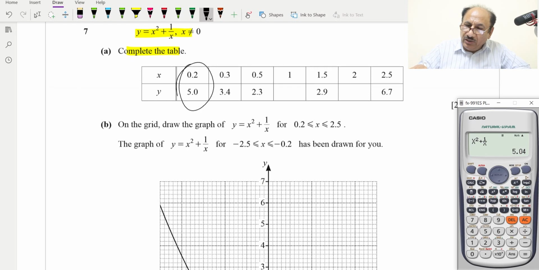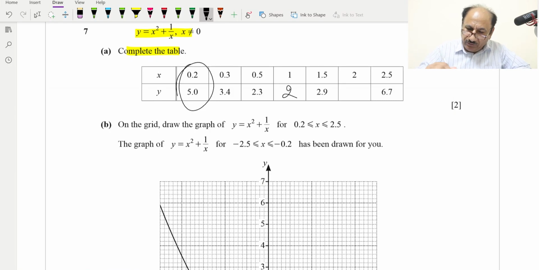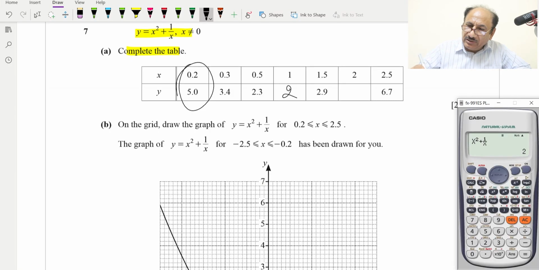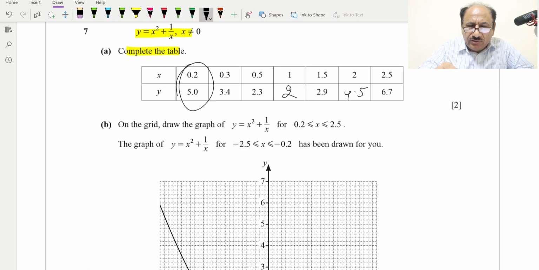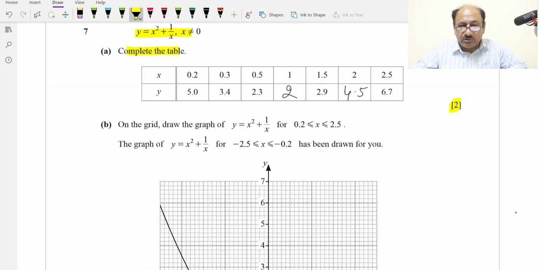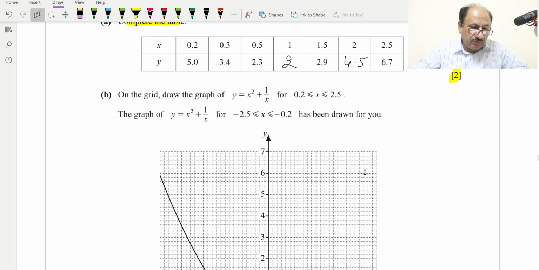So for 1 we have to calculate, now we'll press calculate for x equal to 1 and this is equal to 2, so this value will be 2. Now we will calculate for 2. We'll press calculate again for x equal to 2 and this will be equal to 4.5. So our answer for this one will be 4.5. You can see with the help of the calculator we have done this very easily, and this is just a 2 marks question, basically just 2 values which we have done with the calculator easily.